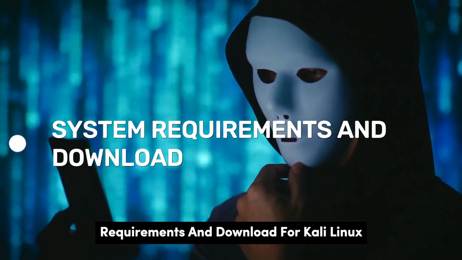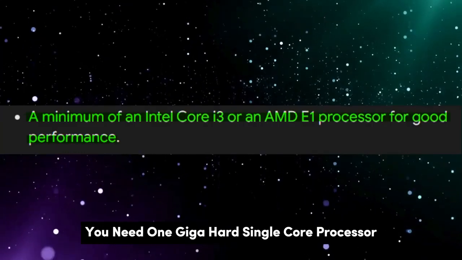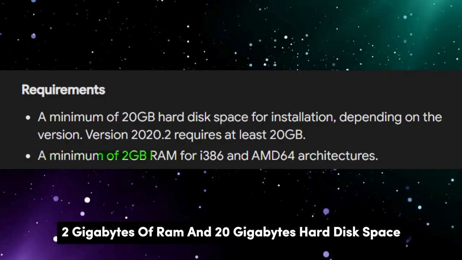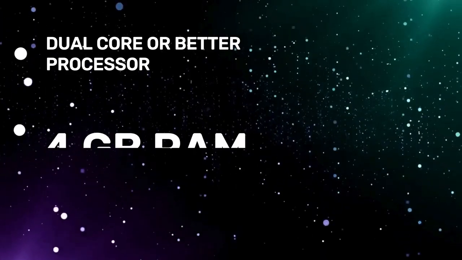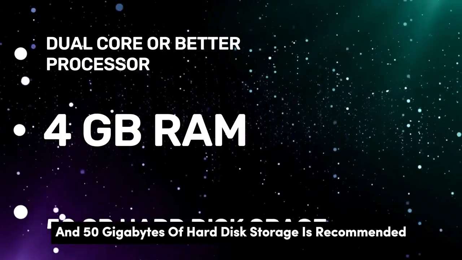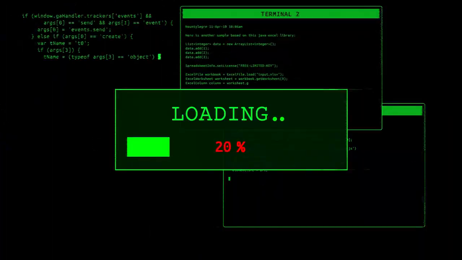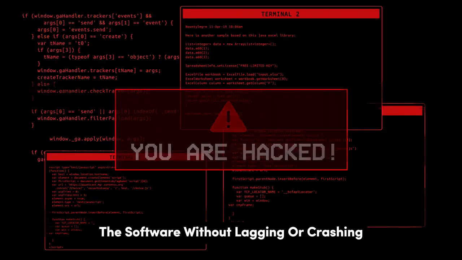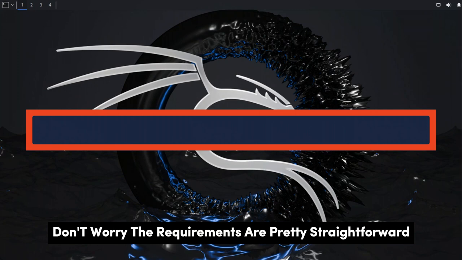System requirements and download. For Kali Linux, you need a 1 GHz single core processor, 2 GB of RAM and 20 GB hard disk space. But I recommend you use a dual core or better processor, 4 GB of RAM and 50 GB of hard disk storage for a smooth experience. This ensures that the system can handle the demands of the software without lagging or crashing. Don't worry, the requirements are pretty straightforward.